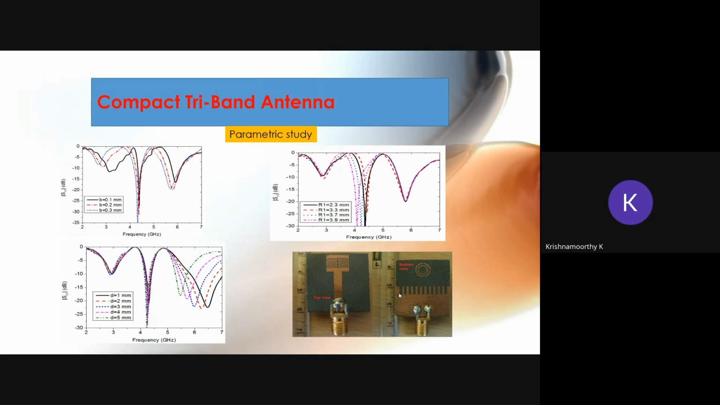And the radiation characteristics we are not showing here. If you see the radiation characteristics of the three bands, we can get a consistent radiation in all three bands. So even though we are changing the resonance characteristics, we can get a consistent radiation pattern.